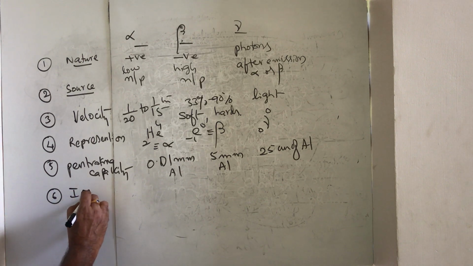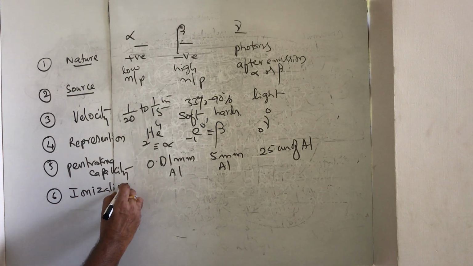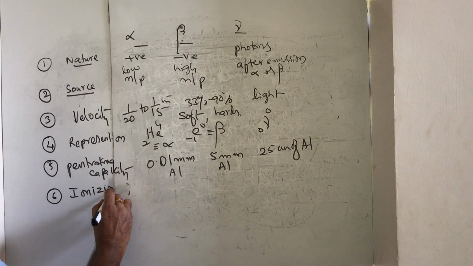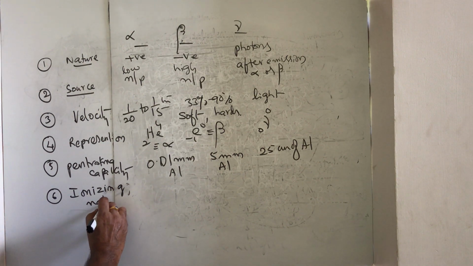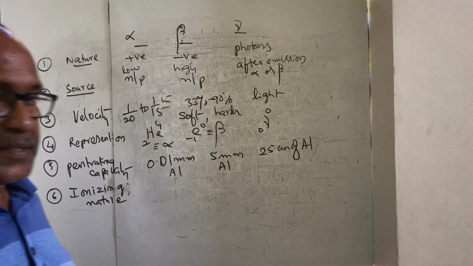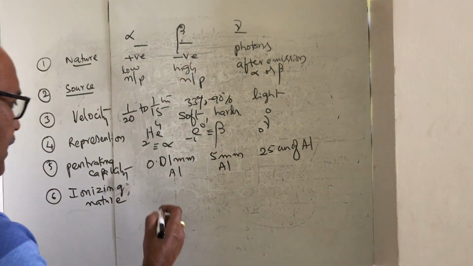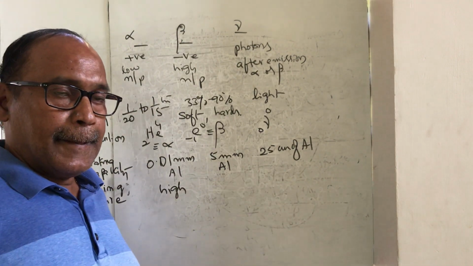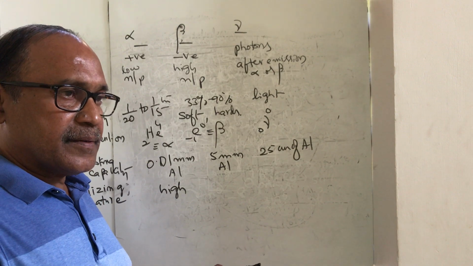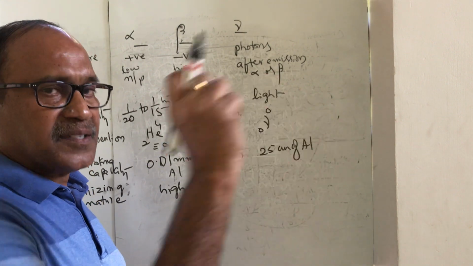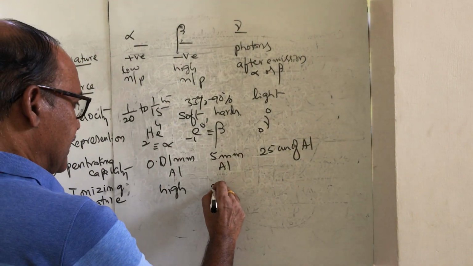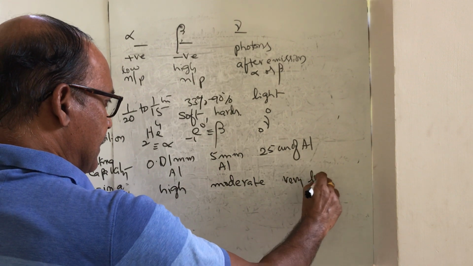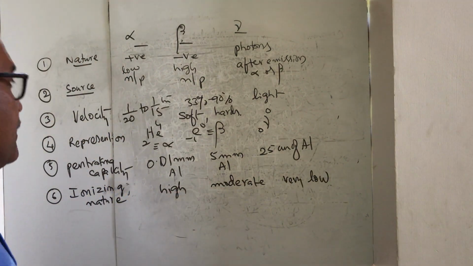Ionizing nature. Ionizing nature depends on the momentum of the particle. Very, very high ionizing for alpha because of high momentum. When these rays pass through a medium, say a gas, the electrons of the atoms or molecules are knocked off. Very high, moderate, and very low. Nearly 100 times greater than the beta particles.